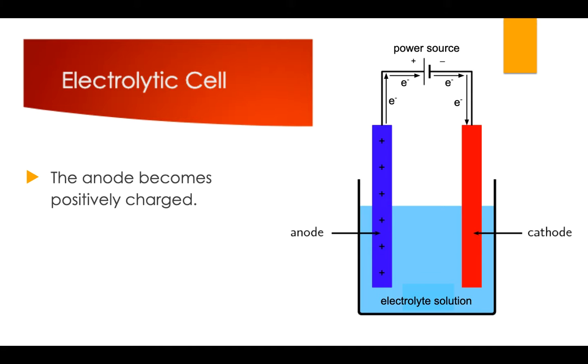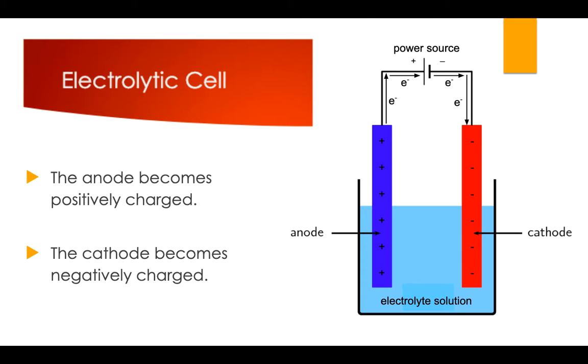When that happens, the anode is going to become positively charged because the power source is taking electrons away, which are negatively charged, leaving the anode positively charged. And the cathode, for a similar reason, becomes negatively charged because all these electrons are going there.